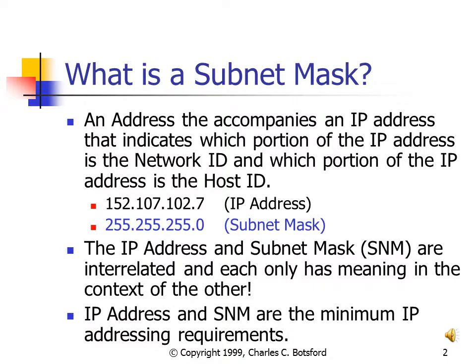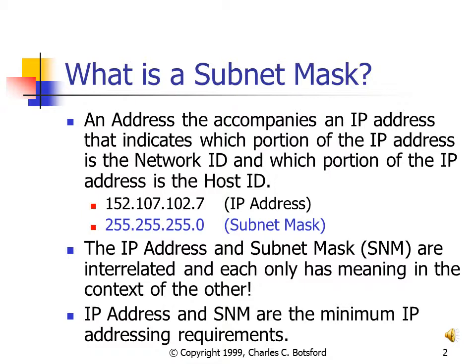A subnet mask is a number that accompanies an IP address and indicates which portion of the IP address is the network ID and which portion is the host ID. The IP address and subnet mask are interrelated, and each only has meaning in the context of the other. Without a subnet mask, there is no way to really identify which portion of an IP address is the network ID and which portion is a host ID.